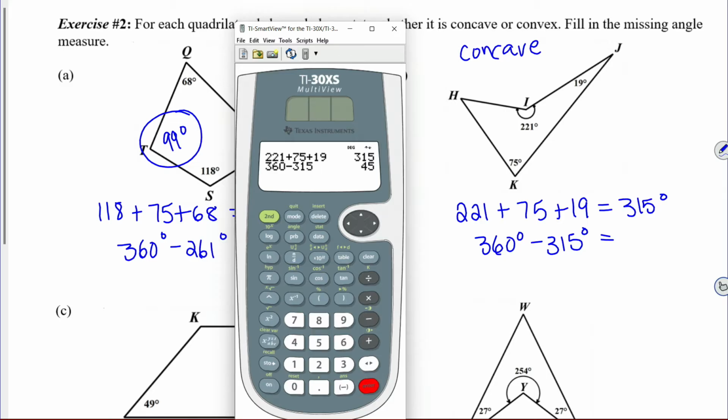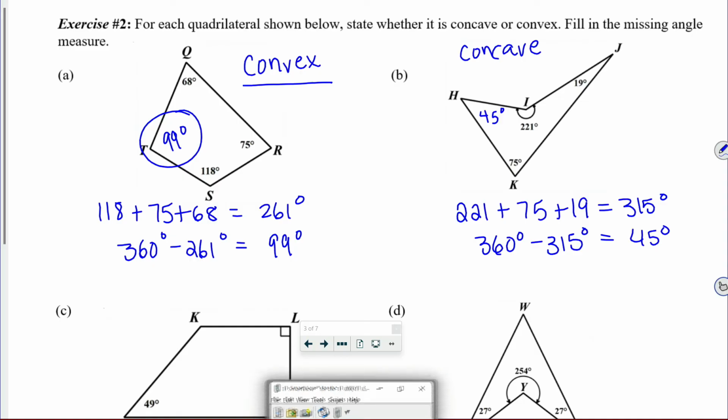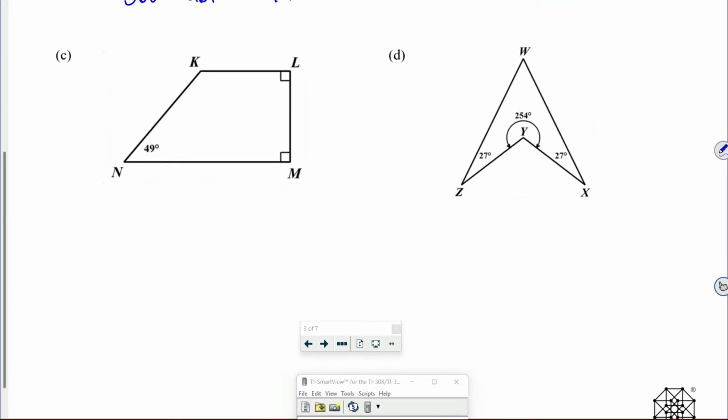And I'll get a 45-degree angle that's missing. And I think I'll throw that on my diagram. All right, let me clear that out. And then let's take a look at letter C and letter D.